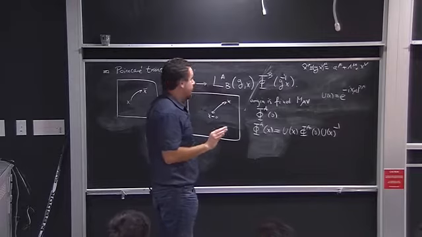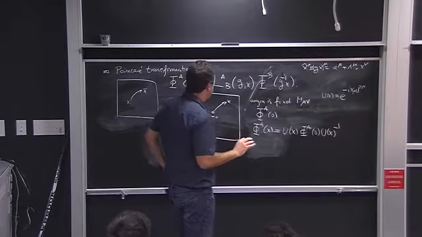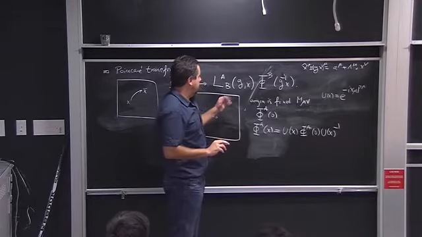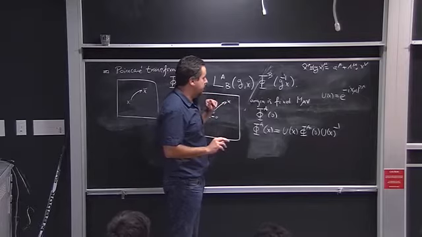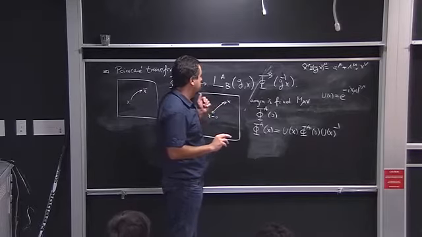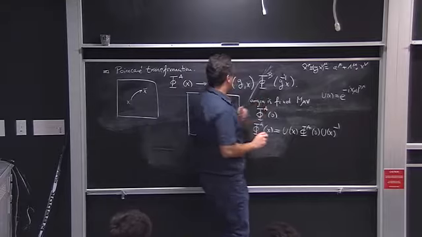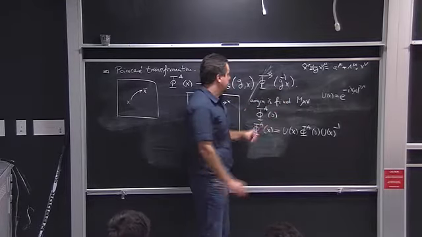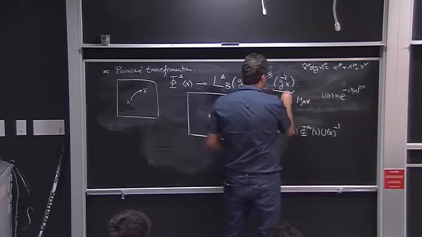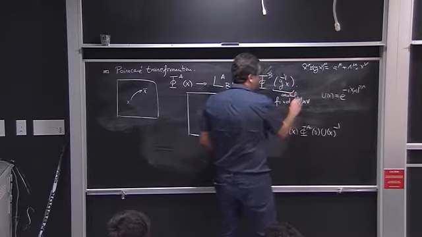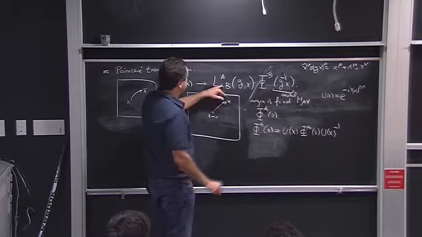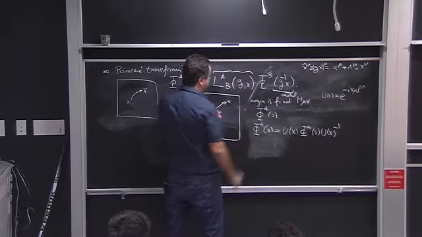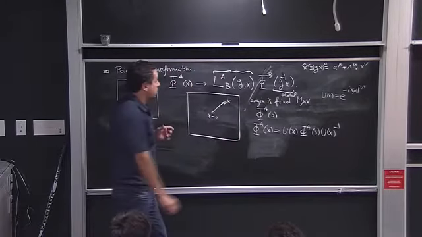One thing that is very important is that there are two pieces to a Poincaré transformation. There's a piece that acts on spacetime, on the coordinates. You could call this the orbital part of the transformation. And then there is a part that acts on the Lorentz quantum numbers. We call this the spin part.